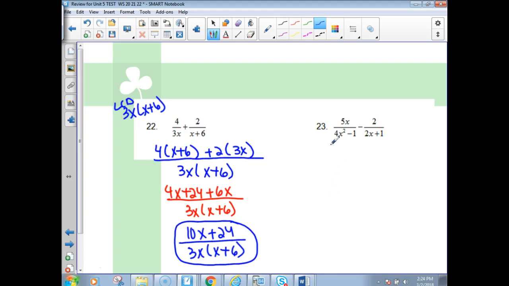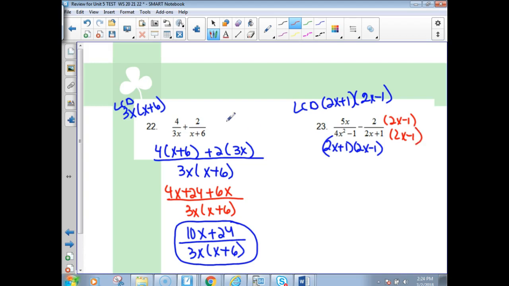All right, number 23. The first denominator factors to 2x plus 1 times 2x minus 1. So the LCD would be that denominator because the second one already has a 2x plus 1 in it. All right, so we're going to multiply the second fraction by 2x minus 1, top and bottom. That's what I'm doing. This one I did 3x, x plus 6, x plus 6. That's what I did on the last one.